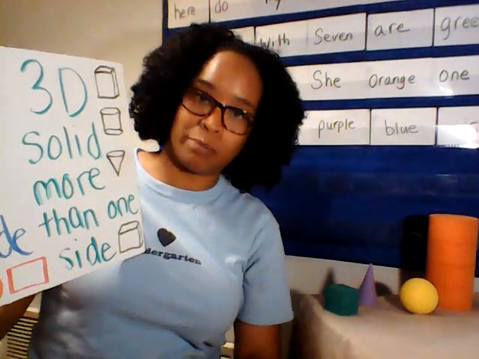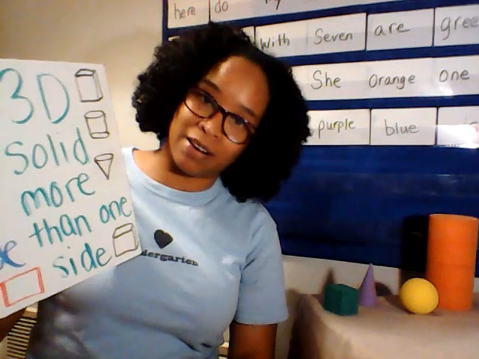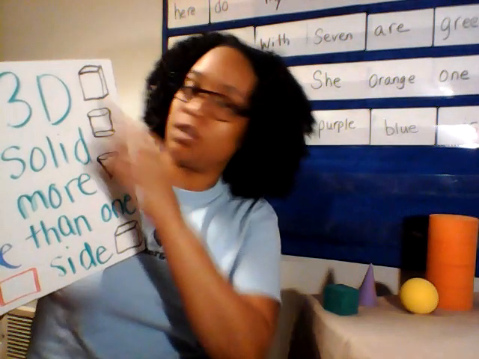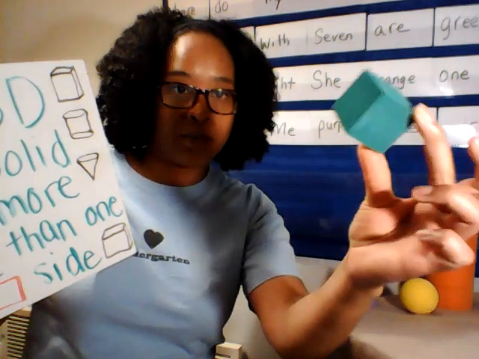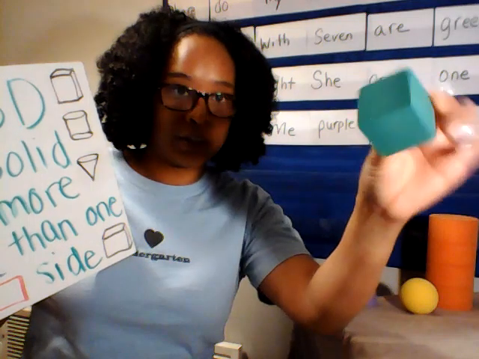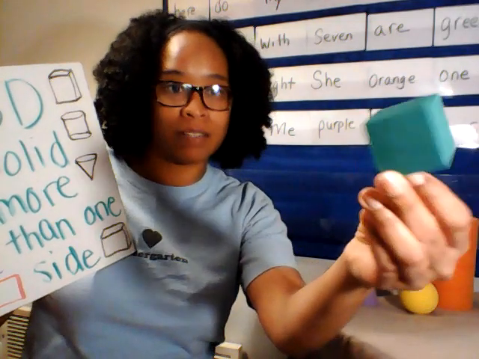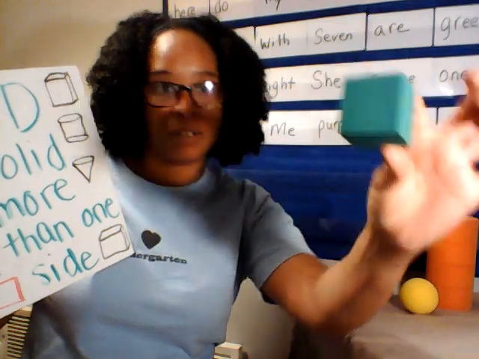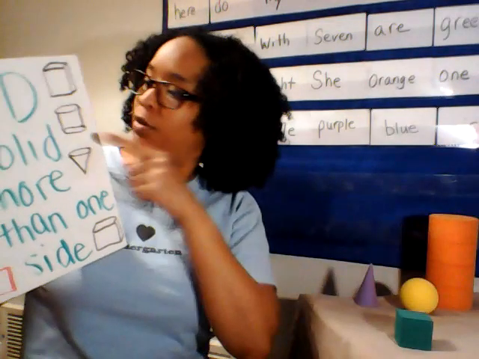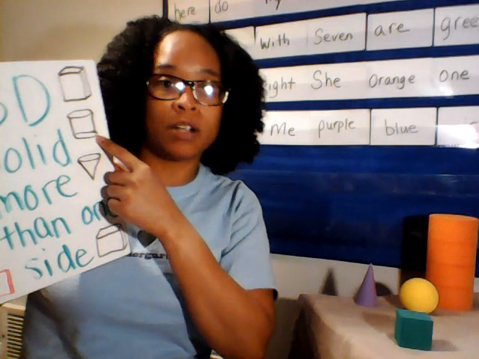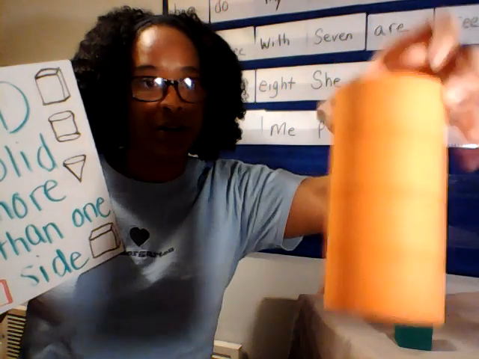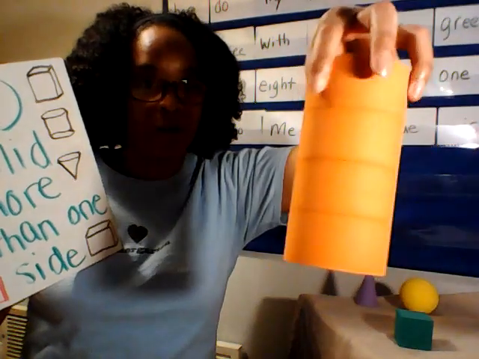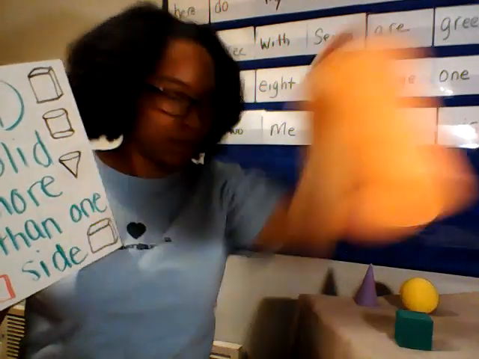Our 3D shapes are our solid shapes, and you can see more than one side on those shapes. Those shapes are a cube. This right here, cube. You can see more than one side of this cube. You can actually see all of the sides of the cube if I flip it all around. Another 3D shape: cylinder. Here's my cylinder, my nice big orange cylinder. It has a top, it has a round, and it has a bottom.